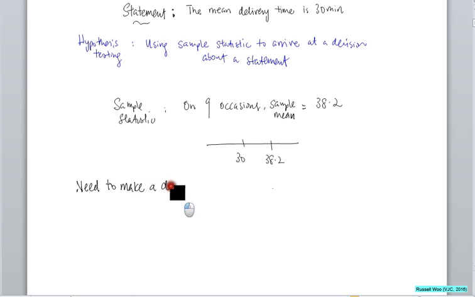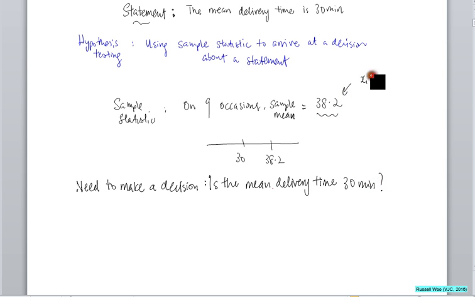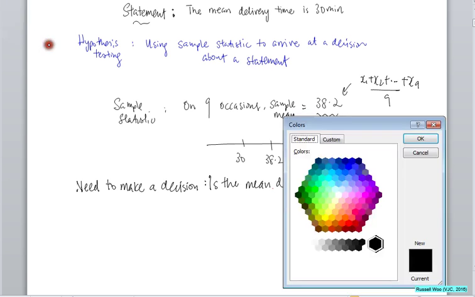We need to make a decision. Is the mean delivery time 30 minutes? Using what? Using this. This is x1 plus x2 all the way to x9. This is a sample. That means you do it 9 times. Using this one to make a decision: is the mean really 30? My quick answer is this. Let's do this. The answer comes here already.